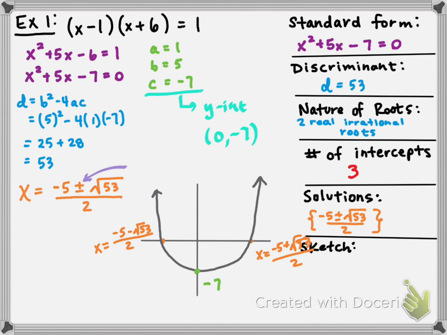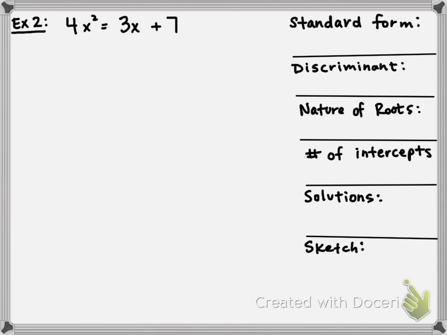Moving on to example 2. Example 2, we have 4x squared equals 3x plus 7. Now typically when we think of standard form, we think of keeping the a value positive, so I'm going to do that. So we have 4x squared minus 3x minus 7 equals 0, and that is my standard form equation. From here, I'm going to identify my a, b, and c just so I have that list ready to go when I need them for my quadratic formula. So a is equal to 4, b is equal to negative 3, and c is equal to negative 7.